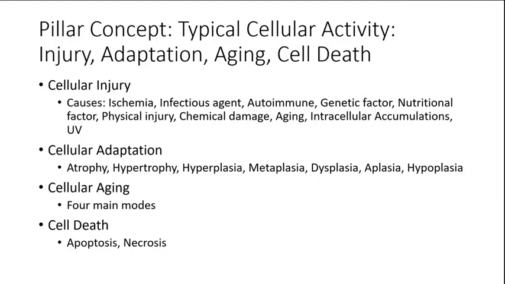Okay, so first off, typical cellular activity. It includes things like cells getting injured, cells adapting to their environment, cells aging, and cells dying. All of these things are included under normal activity. There's a lot of different ways in which they manifest and a lot of different ways in which there can be a pathology influencing how these different events come through.